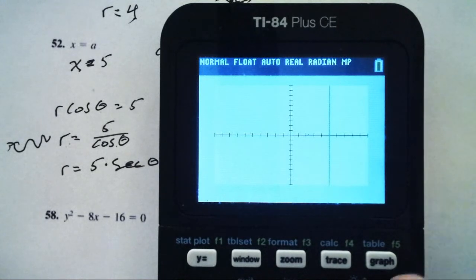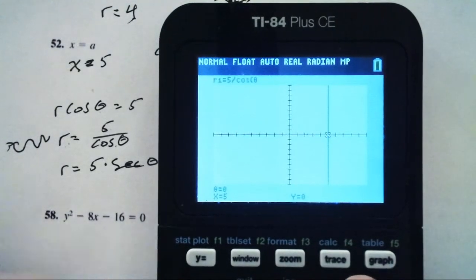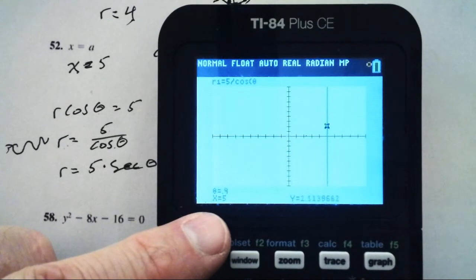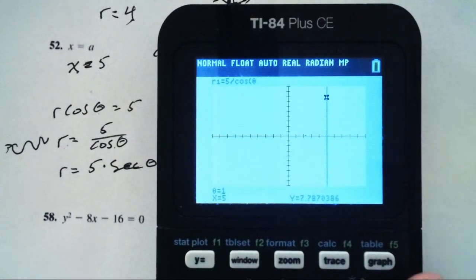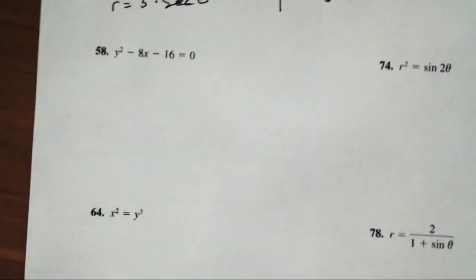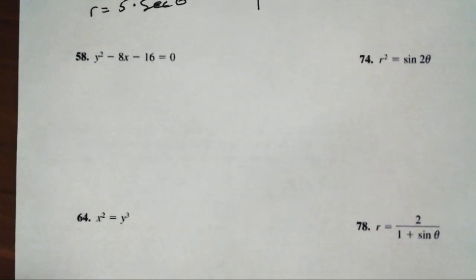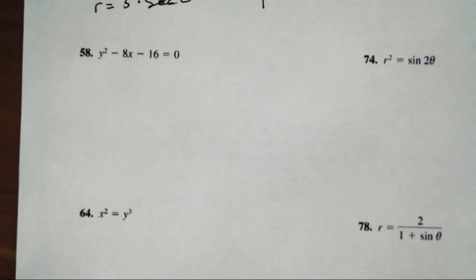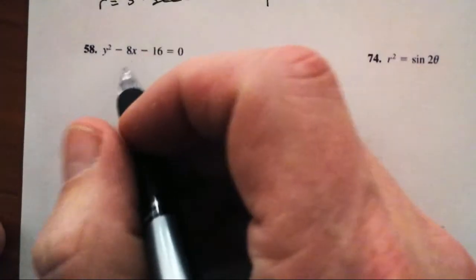If I go to, let's see what happens if I go to trace. Puts me on it, and it says, hey, wherever I go on it, I'm actually tracing right and left now because it's changing our angle measure. X equals 5. Okay. All right. 58, this one is a load compared to the other problems in here. 64 is tough, but not like 58.